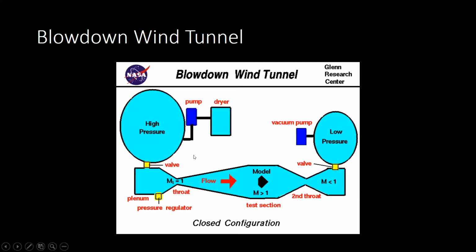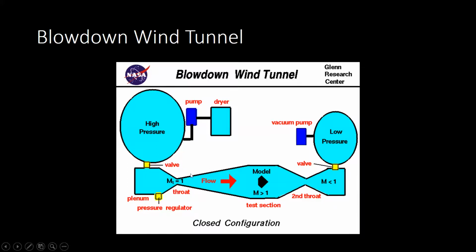Next, the valves. These valves are located on both sides. Once the valves are opened, obviously the high pressure fluid rushes to the vacuum sides until both sides reach an equilibrium. Then this test is essentially complete.